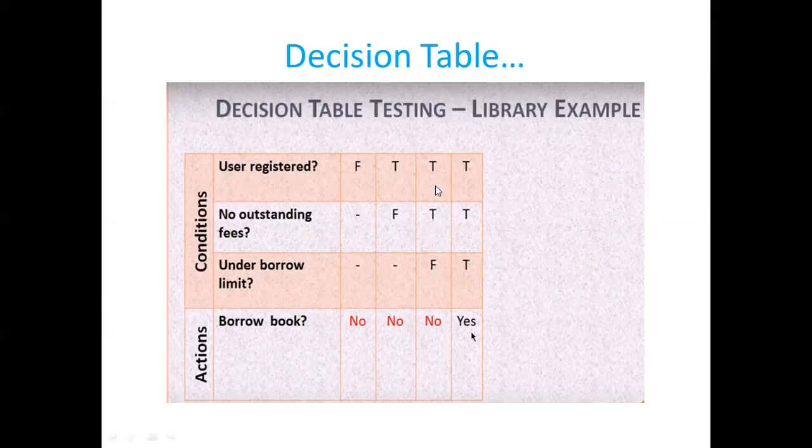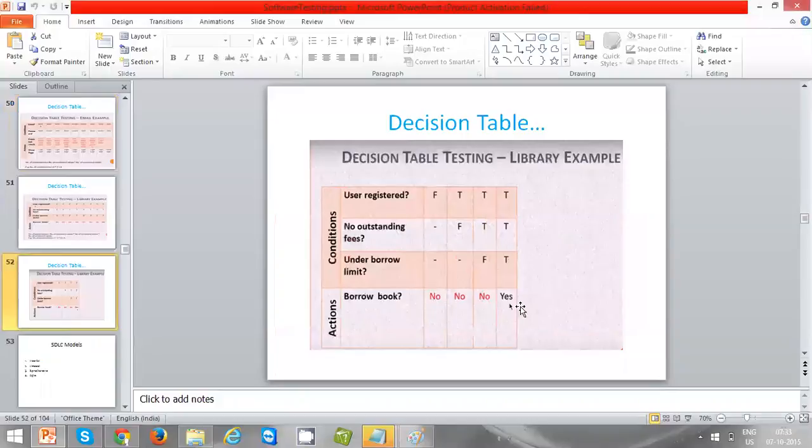Let's say user is registered and he doesn't have any outstanding fee, but he crossed the borrow limit. Again, it's no. Now user is registered and he paid all the outstanding fees and he is under the borrow limit, and yes, he will get the book. So that's about decision table. Hope you guys understand about it.